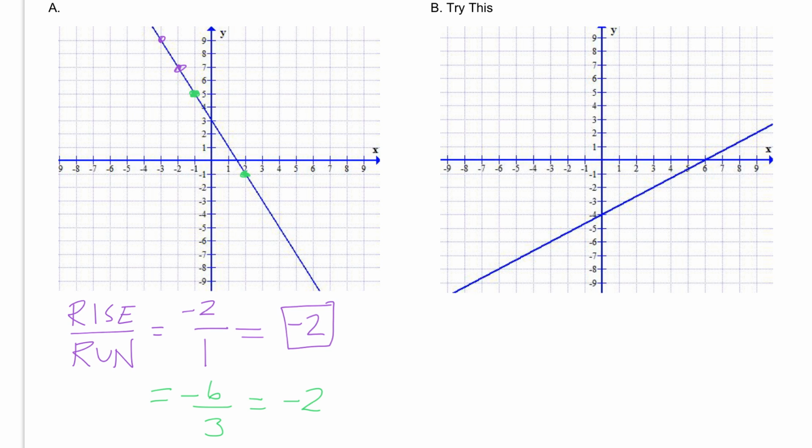If you did the try this correctly, I'm just going to show you a couple points you could use. This is just one option, here and here. And if I do that, I get my rise is 1, 2, going up this time, which would be positive. And my run is 1, 2, and 3. So your slope should have been 2/3.